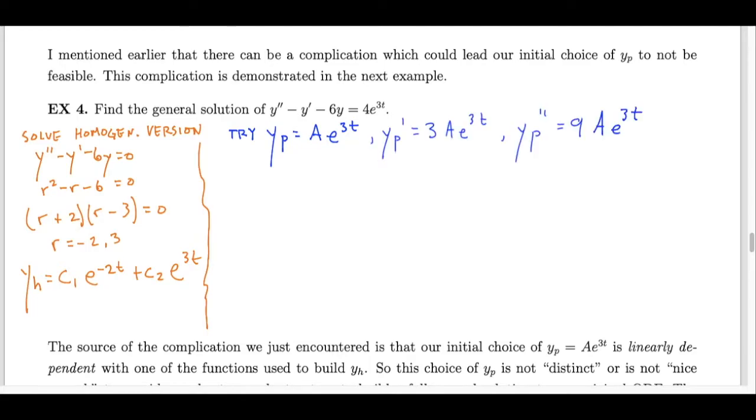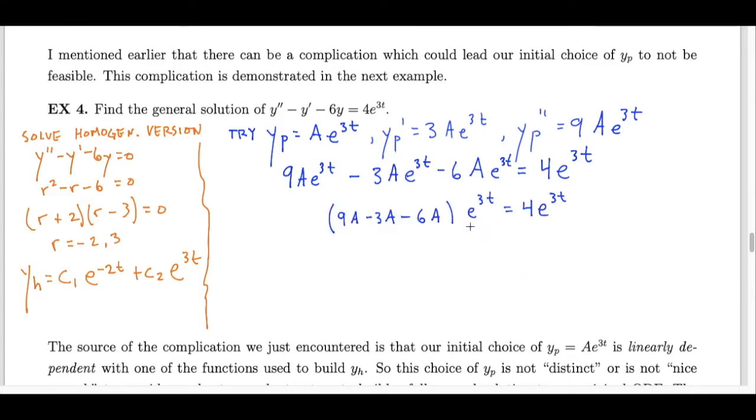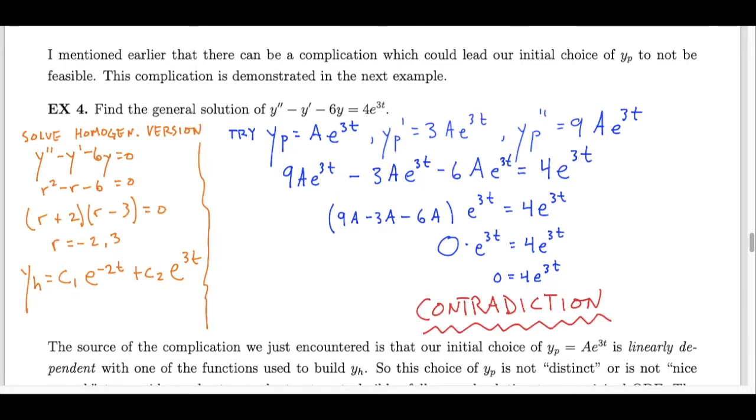I calculate the appropriate derivatives. I plug those derivatives into my original differential equation. And now when I go to simplify and solve for the coefficient a, something bad happens. Here I factored out the e to the 3t on the left, and when I simplify this coefficient, I get 0 times e to the 3t equals 4 e to the 3t. That is to say, 0 equals 4 e to the 3t, which is of course a contradiction because e to the 3t can never equal 0. So applying my previous method seems to have failed me in this case.